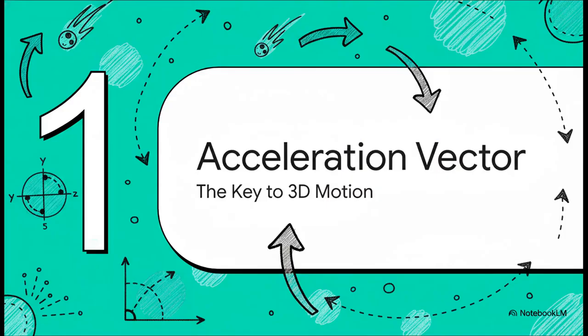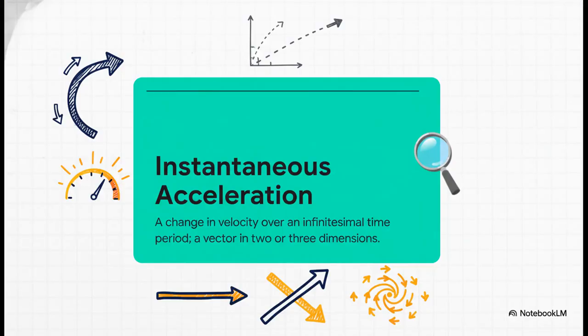Well, the answer, and honestly the hero of our story today, is the acceleration vector. This is the tool that lets us tackle changes in both speed and direction at the same time. And it's what unlocks the physics of motion in multiple dimensions. So what is this thing? Think of instantaneous acceleration like a freeze frame. It tells you exactly how an object's velocity is changing at one specific moment.